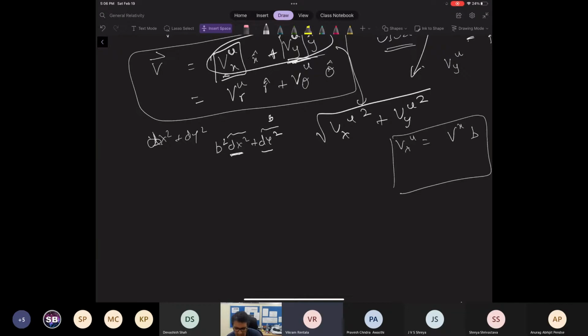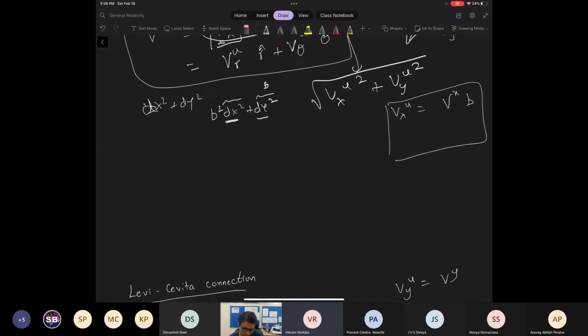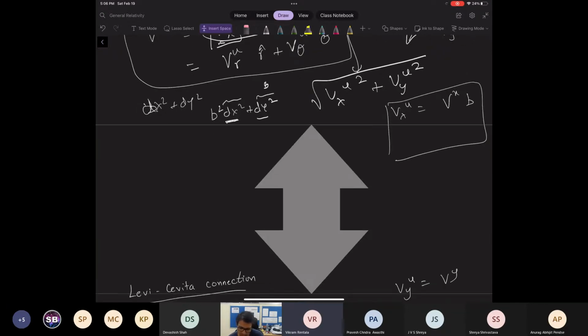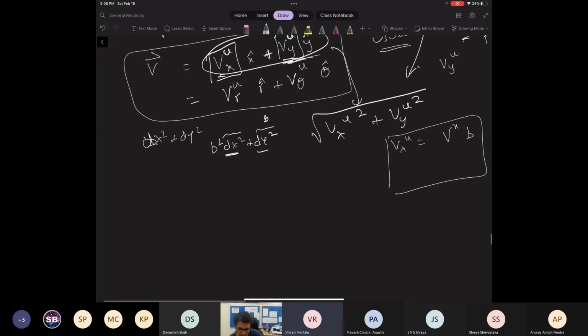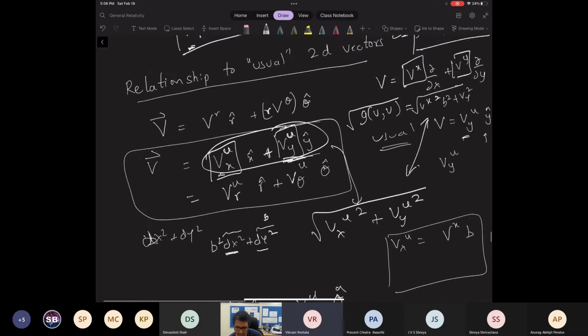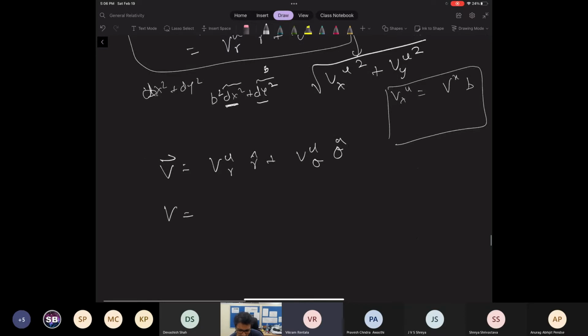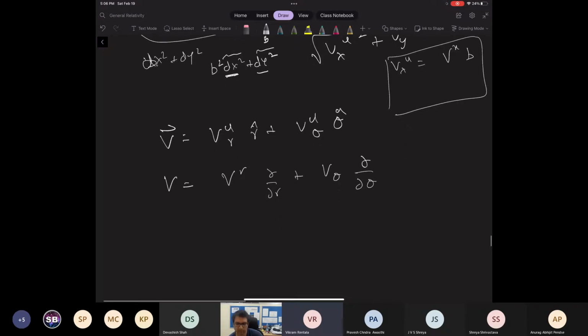So finally, let's make the connection now for polar coordinates. With this understanding, we can now apply this to polar coordinates. Our usual way of writing this vector is v_r(usual) r hat plus v_theta(usual) theta hat. In the approach that we are doing, we would write this as v^r ∂/∂r plus v^theta ∂/∂theta. The magnitude of this vector in the usual way, we would think about as v_r usual square plus v_theta usual square.